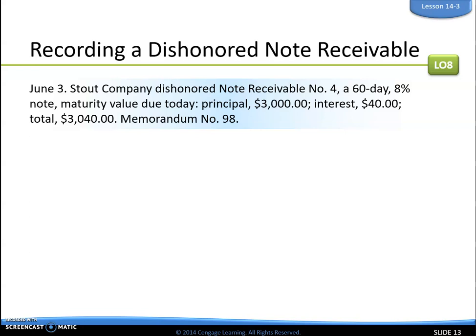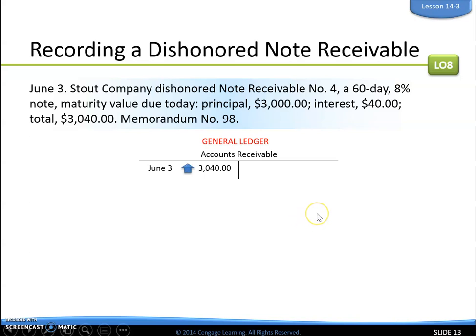So what we're saying here is that Stout Company was supposed to pay us today for their note. They did not pay us. So that is considered a dishonored note. What we're going to do is, remember initially when we got that note, we had moved it from accounts receivable to notes receivable. Now we're going to do the exact opposite. We're going to take it from notes receivable, and now we're going to move it to accounts receivable, showing that they owe us money in their account.